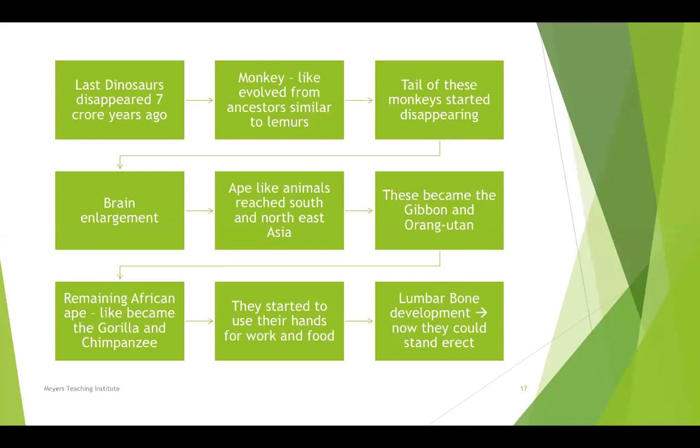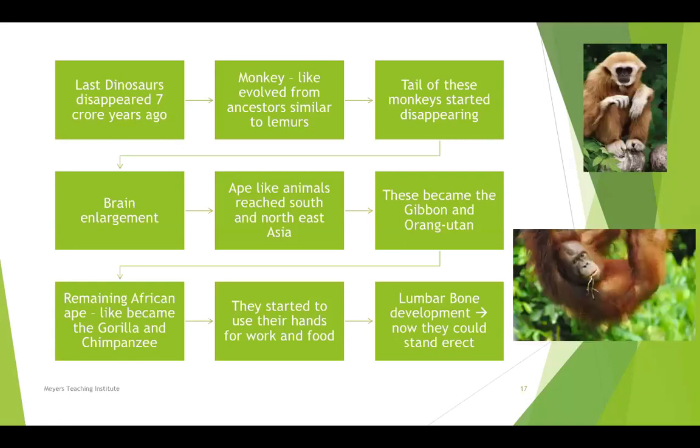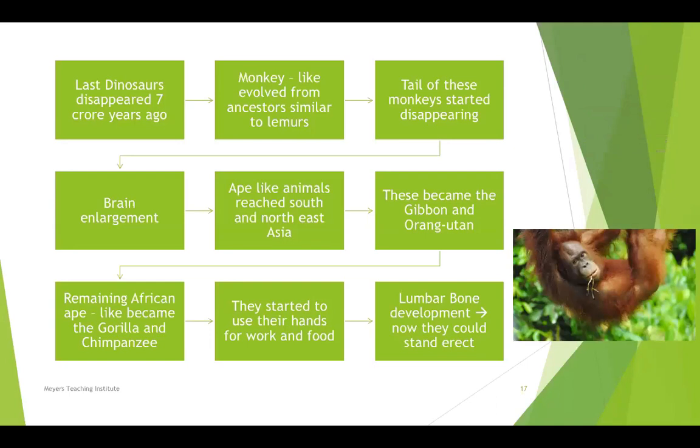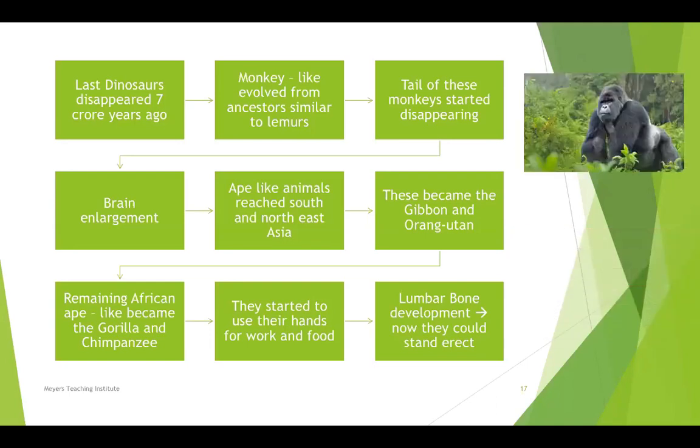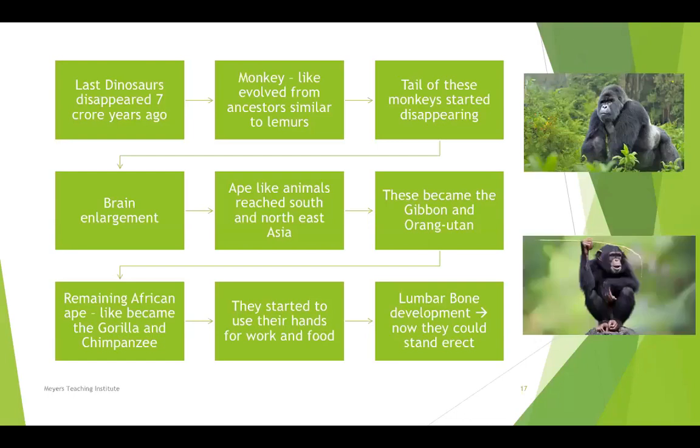The tails of the monkeys of these animals in Africa started disappearing, and enlargement of their brains started occurring. This was about 4 crore years ago. And the ape-like man was finally starting to evolve. These ape-like animals started to reach the countries of Southeast and Northeast Asia and finally evolved into the gibbon and orangutan. The remaining ape-like animals stayed in Africa, and from them, the gorillas and the chimpanzees started to evolve about 2.5 crore years ago.